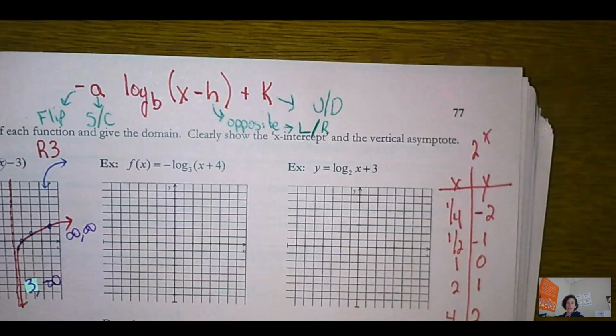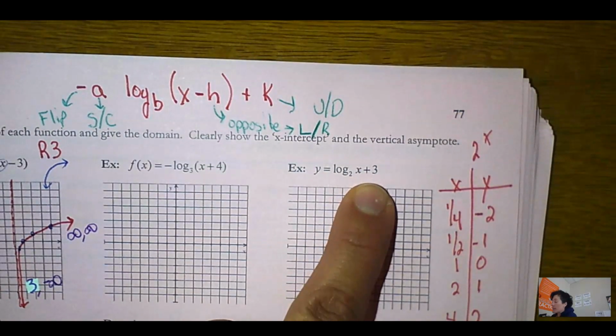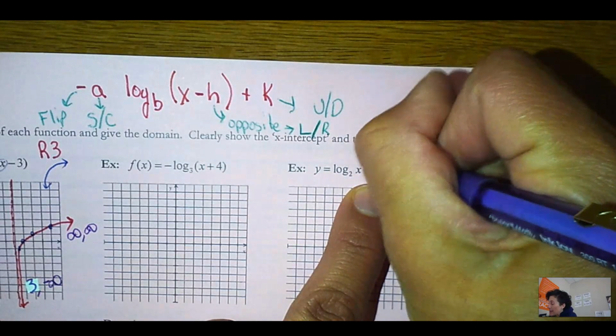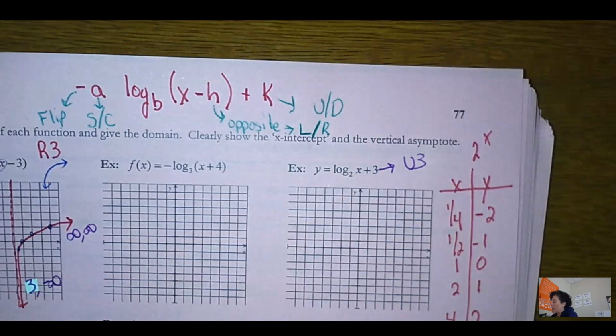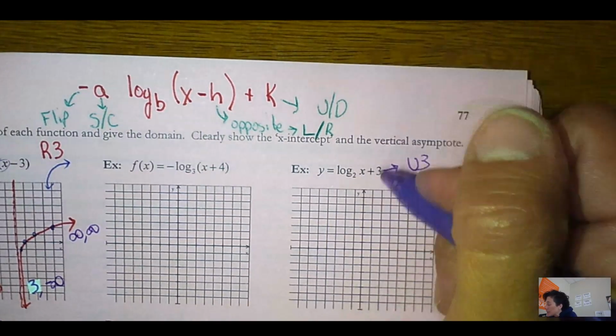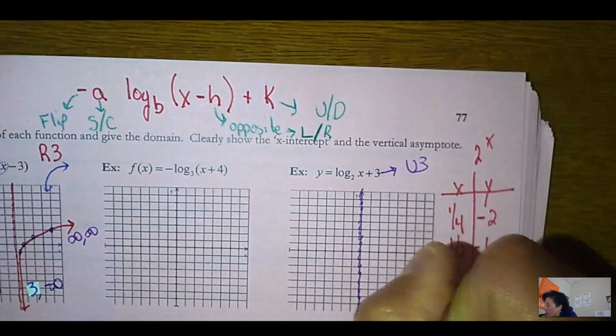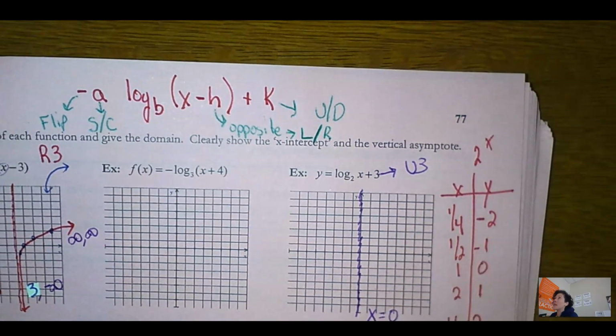So let's talk about what's going to happen now. Now we have a 3, but it's not in parentheses. So this is actually our k, and this says we're going to go up 3. This time my wall moving up 3 doesn't really change what it looks like. So it's just going to be here, and our wall is at x equals 0.